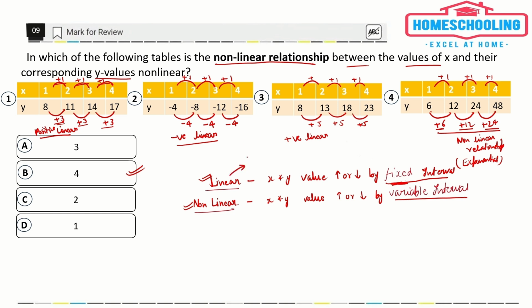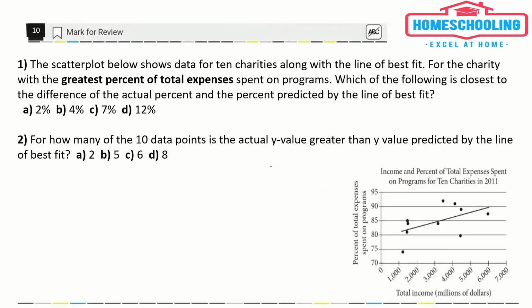Now in linear, we have positive and negative relationships. When x value is increasing at a fixed interval, and y value is also increasing at a fixed interval, then it is called a positive linear relationship. But when x value is increasing at a fixed interval, but y value is decreasing at a fixed interval, then it is called a negative linear relationship. Now let's move on to the next question.